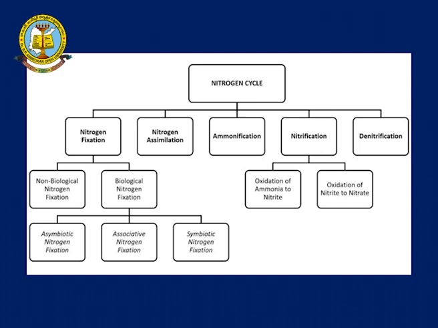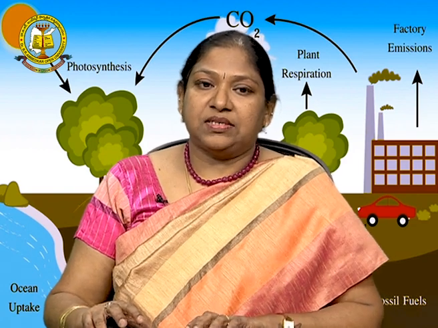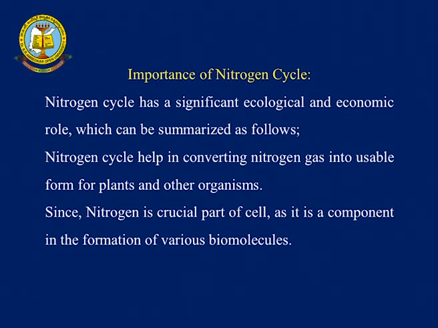This biological nitrogen fixation again has 3 steps: asymbiotic, associative and symbiotic. Nitrification is again further divided into oxidation of ammonia to nitrite, and oxidation of nitrite to nitrates. Now, what is the importance of the nitrogen cycle? The nitrogen cycle has a significant ecological and economic role, which can be summarized as follows.